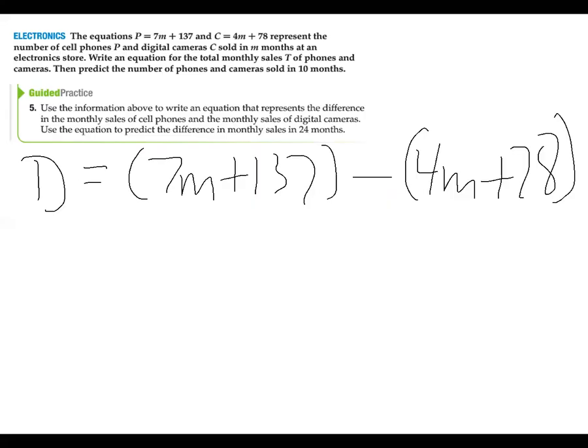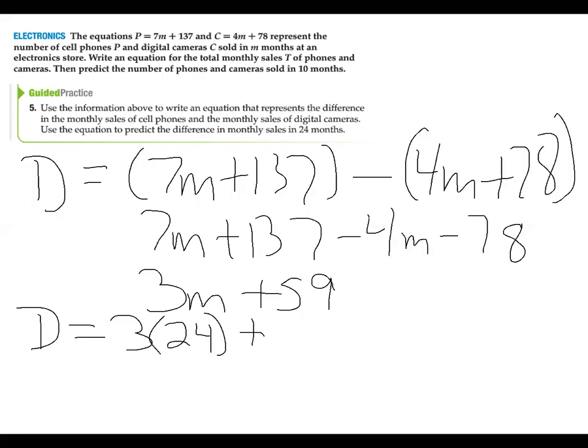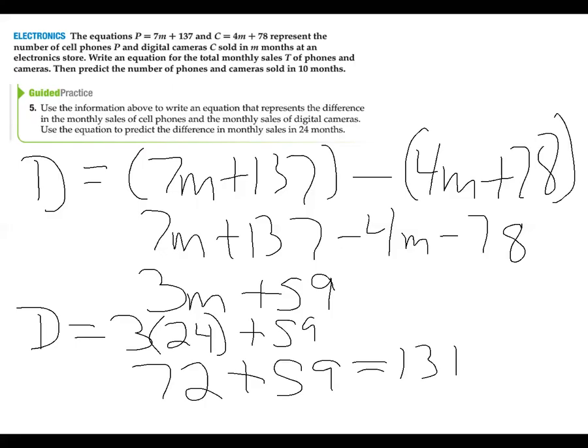So when we do that, now the parentheses show that. So if I distribute, now I get 7m plus 137 minus 4m minus 78. And you would get 3m plus 59. Now, if I want to figure it out for 24 months, I get 3 times 24 plus 59. So it'd be 72 plus 59, which is 131. So the difference in monthly sales after 24 months is $131.